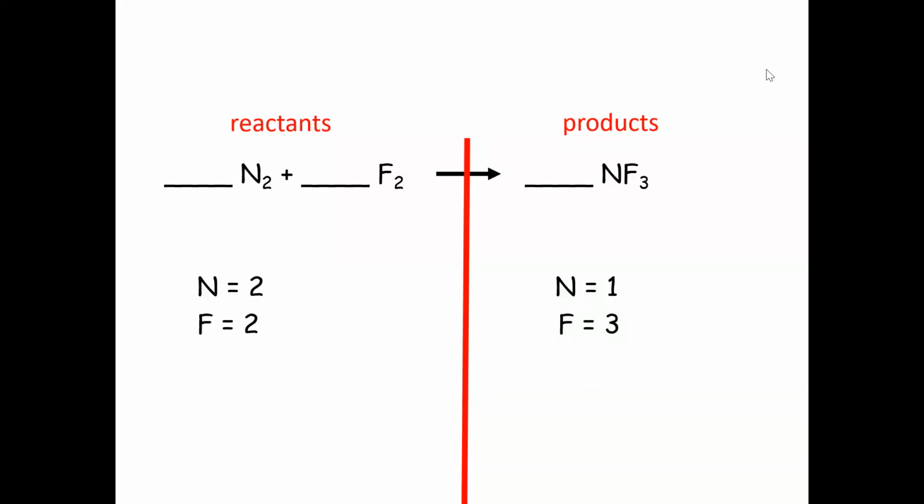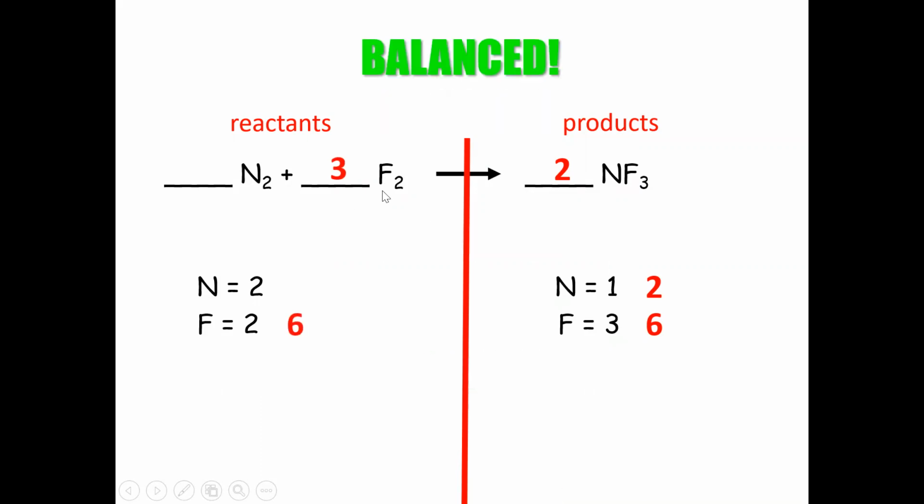So to balance this one, you could put the coefficient 2 in front of nitrogen fluoride. You would then have 6 fluorines and 2 nitrogens. And to balance the fluorines on that side, because nitrogen's already balanced now, you would put 3 in front of fluorine. And then 2 times 3 is 6. So your equation is now balanced.